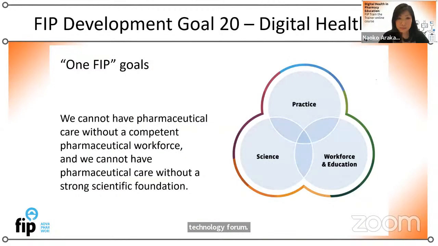Further on digital health development goal, I think we should set it in the broader context of the ONEFIP approach. According to this approach, we cannot have pharmaceutical care, which is our daily practice, without a competent pharmaceutical workforce. And competent pharmaceutical workforce means not only workforce, but also education.